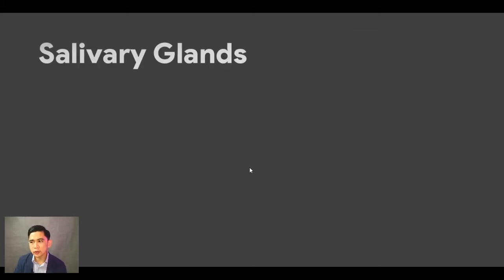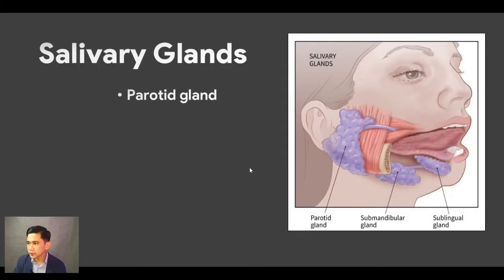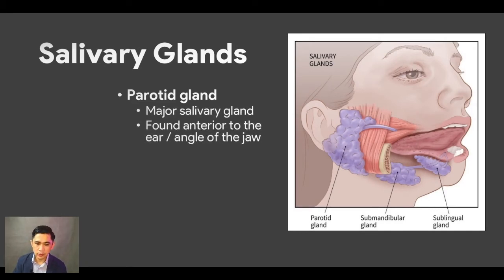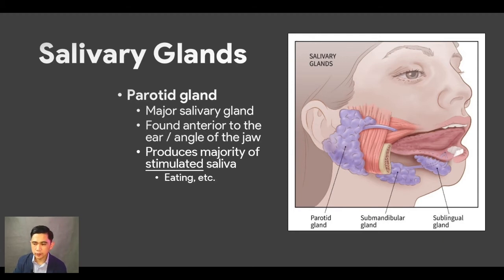So let's talk first about the parotid gland. The parotid gland is the major salivary gland. It is found just anterior to the ear or in the angle of the jaw. It produces the majority of stimulated saliva, meaning when we eat or when we have the stimulation of food, or the sight of food, this is what we call the stimulated saliva.